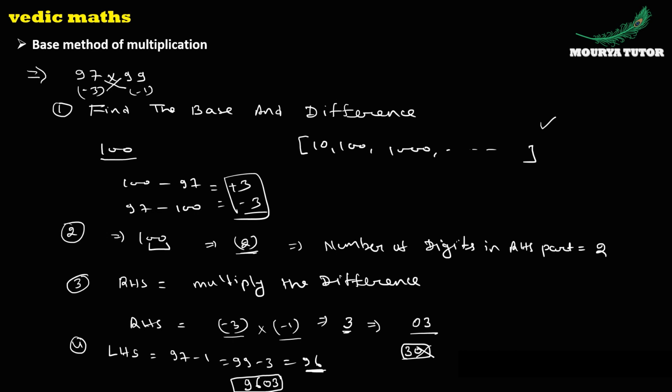Now there will be some cases, let's suppose the number of RHS digits is 2 and after multiplying we got a 3-digit number. I will walk you through that case also, don't worry. In the fourth step, we need to find out the LHS. All right, so how will we find the LHS? You just need to subtract 97 minus 1, or you can subtract 99 minus 3.